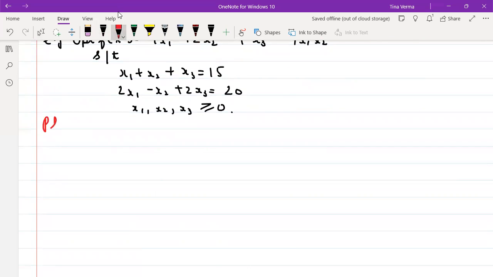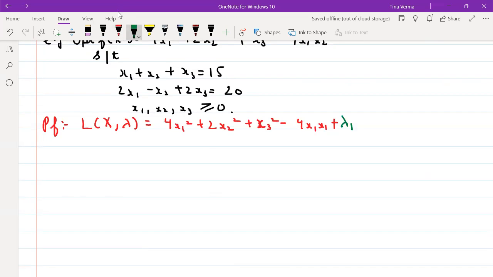Because all the constraints are of equal to type, we can create our Lagrange function L(x) that will be f of x, that is 4x1 square plus 2x2 square plus x3 square minus 4x1 into x2 plus lambda 1 times the first constraint. और मैंने वहां पे क्या लिखा था, gi(x) is equal to 0. That means here you will have to write minus 15. Is it clear? Yes or no?